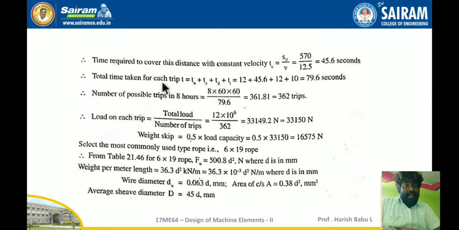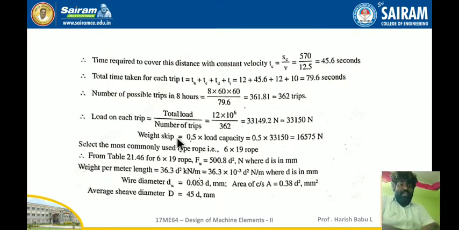So the total time taken for each trip, that is T, is equal to TA plus TC plus TD plus TL. So I get 12 plus 45.6 plus 12 plus 10, which is 79.6 seconds. So the number of possible trips in 8 hours is 8 into 60 into 60 divided by 79.6 for one trip. So I get a total of 362 trips. Therefore the load each trip can carry, that is total load divided by number of trips, is 12 into 10 to the power of 6 divided by 362. I get 33,150 Newton as the load on each trip.